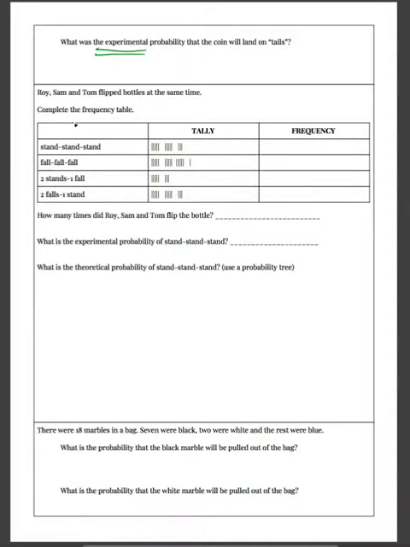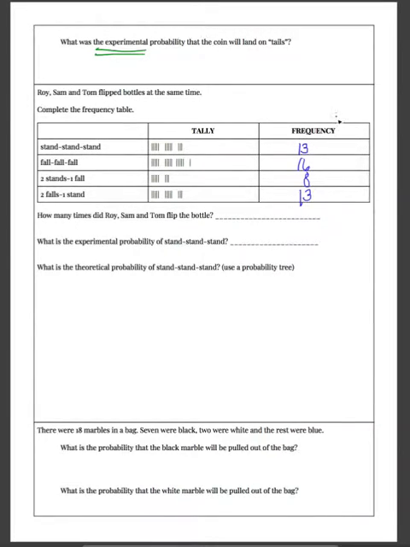Complete the frequency table. So this is a frequency table. You have tally marks and you have frequency. Frequency is merely counting the tally marks. Please count properly. So this is 5, 10, and 13. And this is 5, 10, 15, and 16. This is 8. And this is 13.